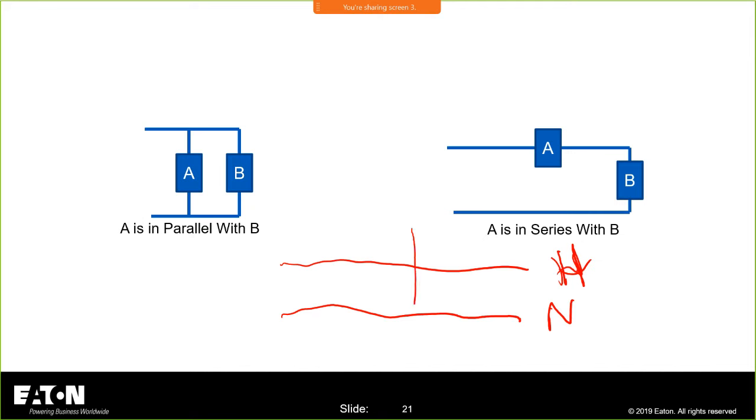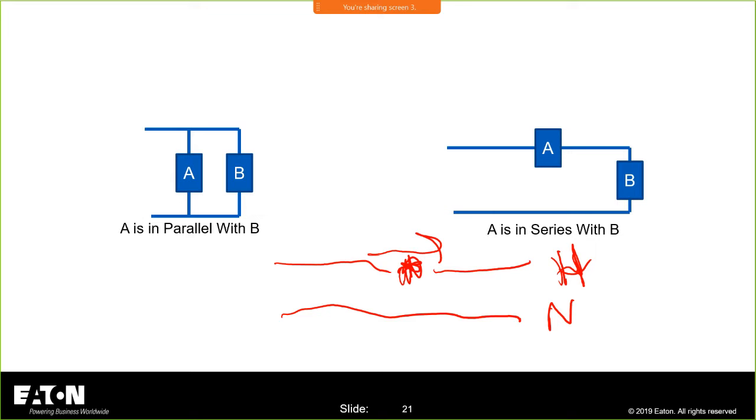If I cut across here, that would be considered in parallel with the load. If I break this conductor in the middle and cause an arc in series with the load, that's basically what we're talking about from a series arc perspective. So you have a parallel arc and a series arc. Now here's the big difference between those two.